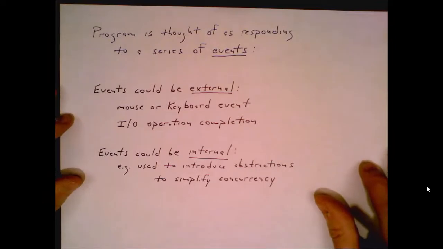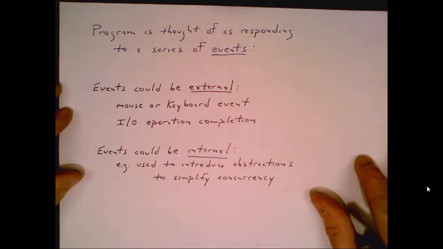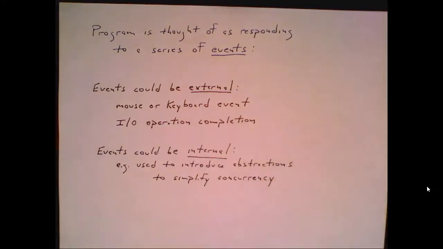In this model, the program is thought of as responding to a series of events. The events could be external, like a mouse or a keyboard event, or an I/O operation completion. Or events could be internal. For instance, they can be used to introduce abstractions to simplify concurrency.